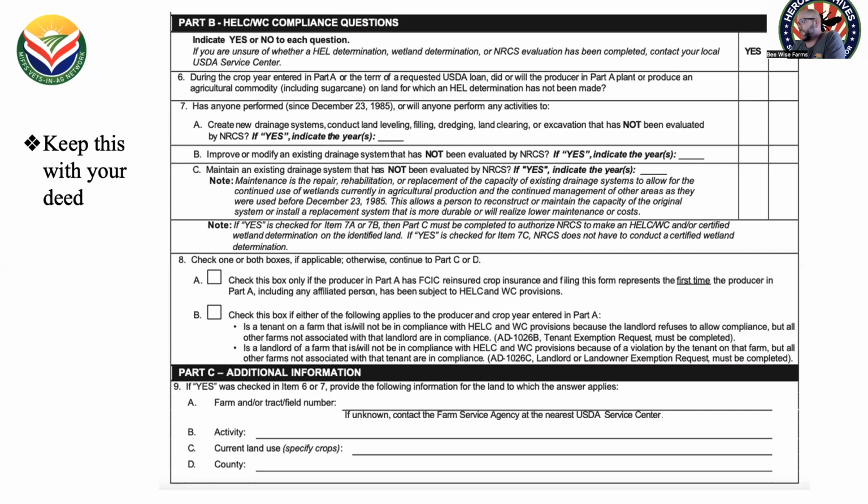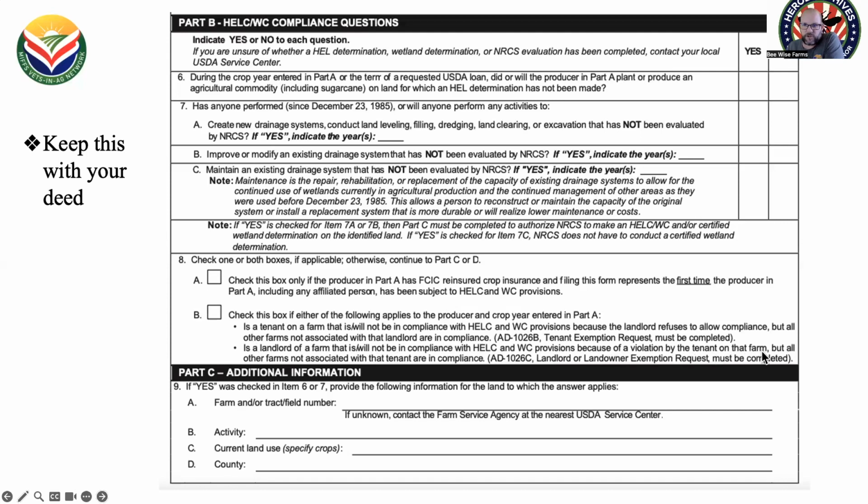But if you're new to this and this totally seems foreign to you, then you're not participating in the FCIC reinsured crop insurance program. The next one, B: check this box if either of the following applies to the producer and crop year entered. Is a tenant on a farm that will not be in compliance with HELC and WC provisions because the landlord refuses to allow compliance. So maybe you're renting land and the landlord's not allowing any sort of compliance, but all other farms not associated with the landlord are in compliance. Or, is a landlord of a farm that will not be in compliance with HELC and WC provisions because of a violation by the tenant on the farm.